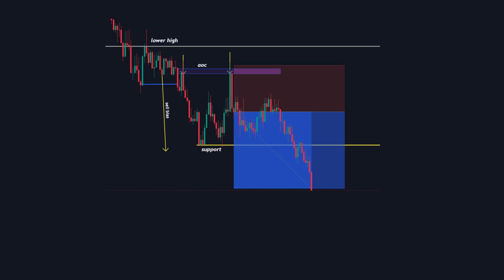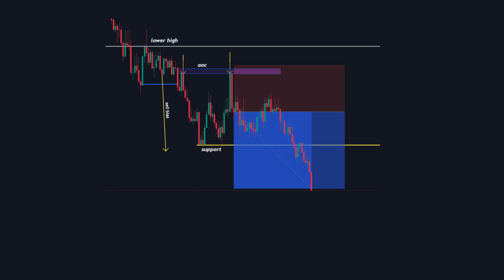Before entering, compare the distance to invalidation with the distance to the target. If the potential reward does not justify the risk, the correct decision may be to skip the trade. In this example, the sell entry is close to resistance, the invalidation is above the AOC, and the downside target is near support. That creates a structured risk-to-reward plan.